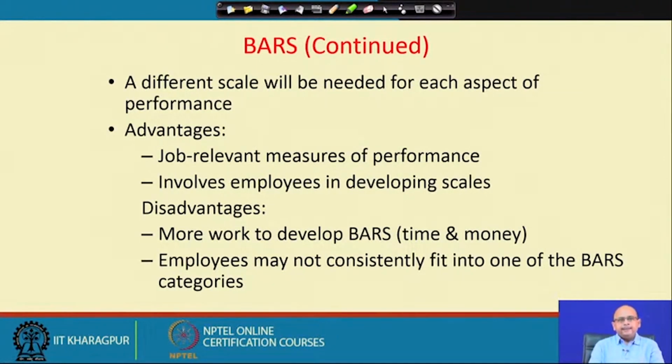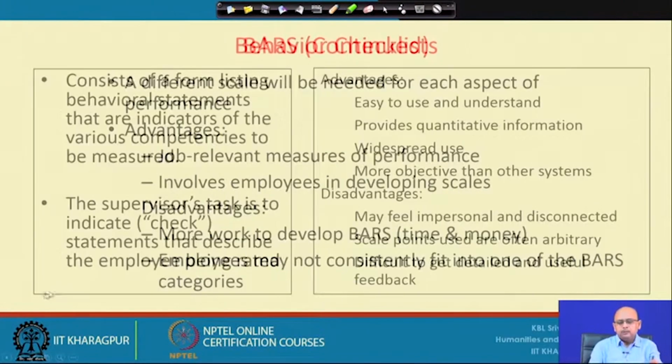So, the idea is that yes, you need a different scale for each category. It is good if you are able to develop job relevant measures and you are able to develop a good scale, then this is the best thing to do. But it requires a lot of time and money to develop this kind of scale, and employees may not fit into the categories that you have identified. For example, he might be doing something else, but is still very successful, but that behavior is not captured, right. So, these are some of the problems related to BARS.